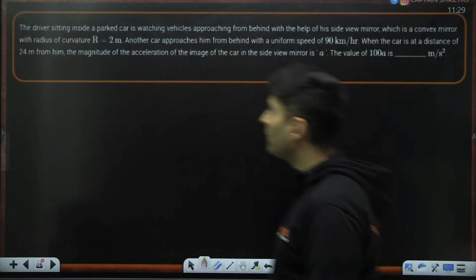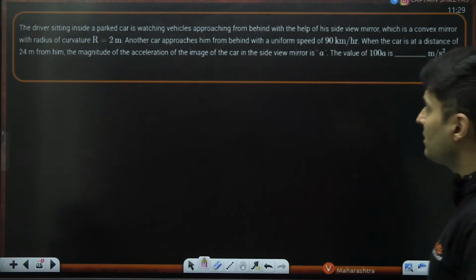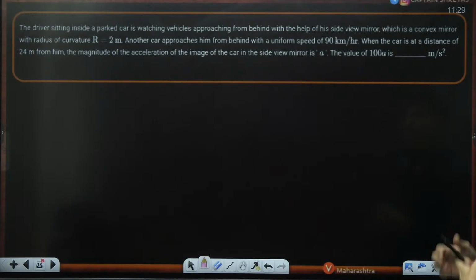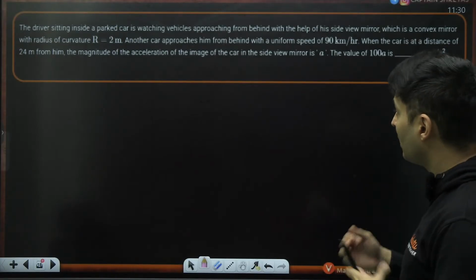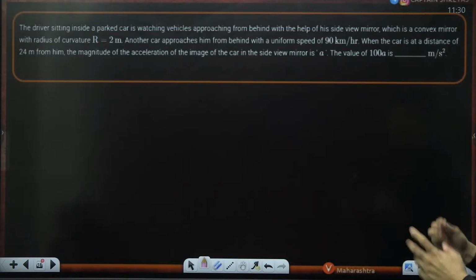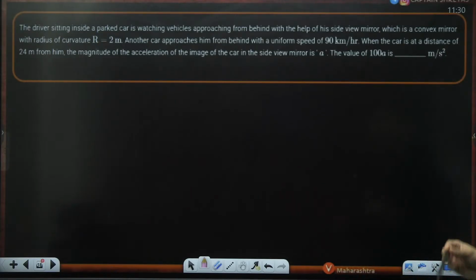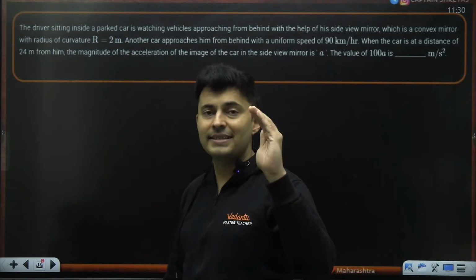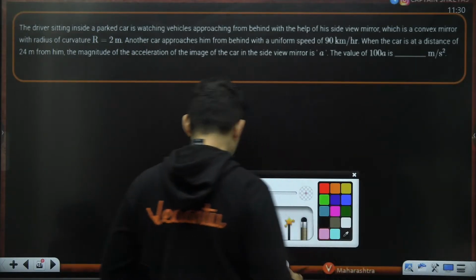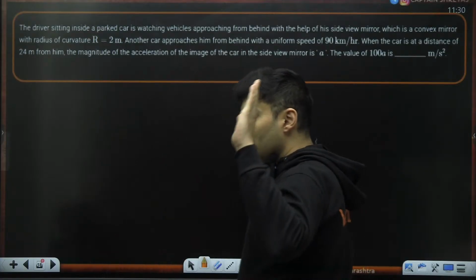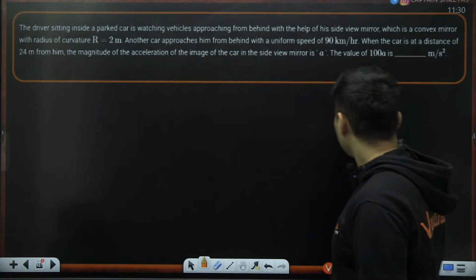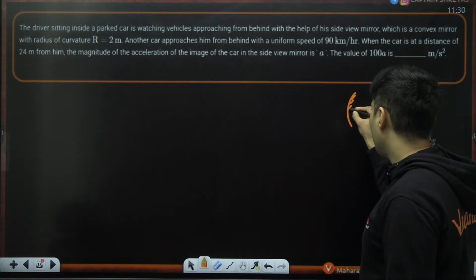Next one on your screen. There is a driver sitting inside a parked car, watching vehicles approaching from behind with the help of his side view mirror, which is a convex mirror. Radius is given. Another car approaches him from behind with a uniform speed. When the car is parked, that means the mirror is at rest. That's very important. The mirror is going to be at rest.